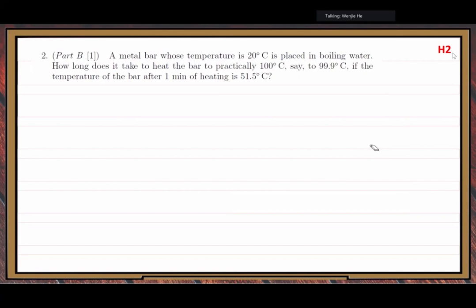Question number 2. A metal bar whose temperature is 20 degrees Celsius is placed in boiling water. Here, we use Newton's cooling law. So we know we should use Newton's cooling law. The question is how to use it.